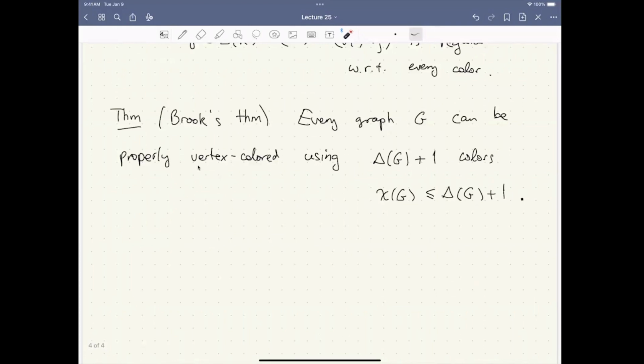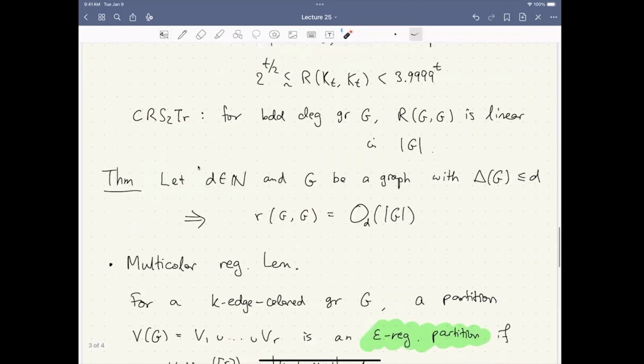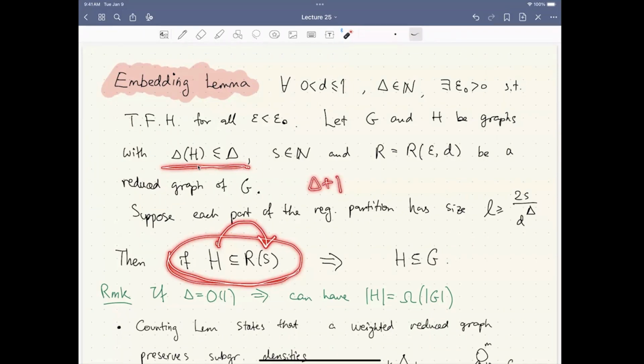We need this because, recall, we want to embed the graph with bounded maximum degree. And one of the things we need is that there is a homomorphic image of this graph in our reduced graph. When your graph is delta + 1 colorable, then one of your homomorphic images is just the clique on delta + 1 colors. Okay.